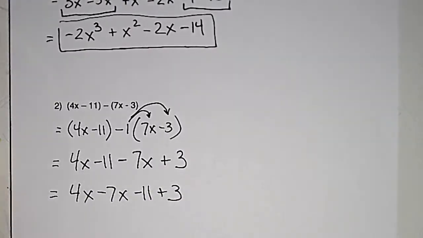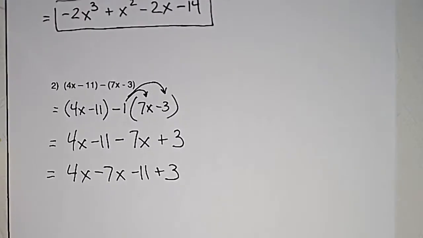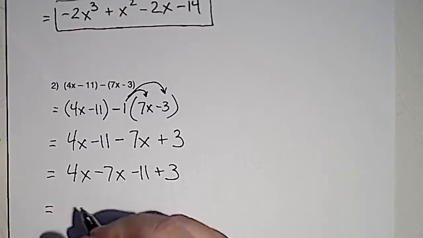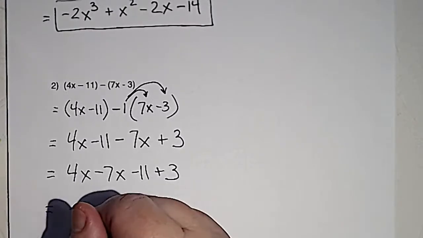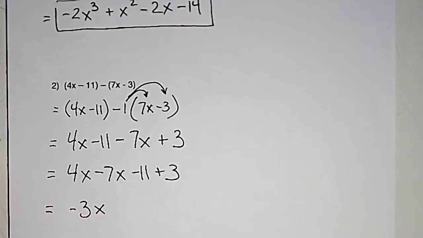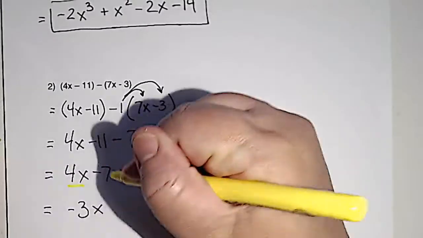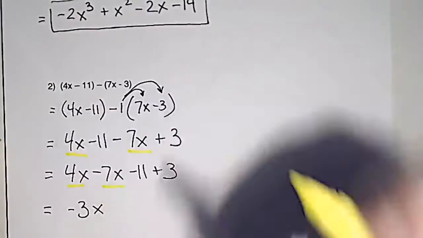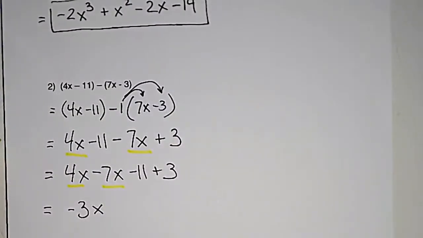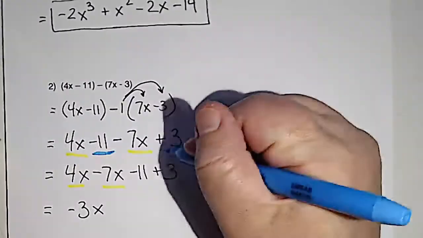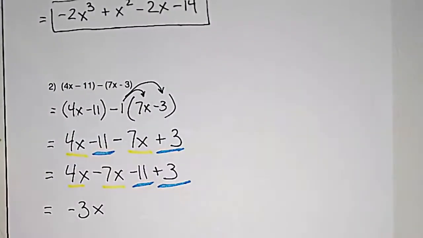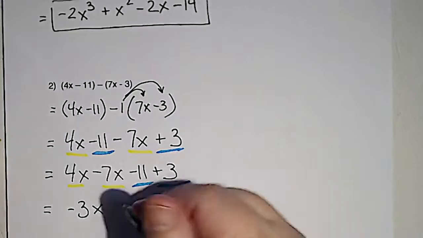I'm going to rewrite the terms so that the like terms are next to each other, the 4x minus 7x. So 4x minus 7x is negative 3x. Those are like terms right there. And then I've got the negative 11 and the 3, which I brought together. Negative 11 plus 3 is negative 8.